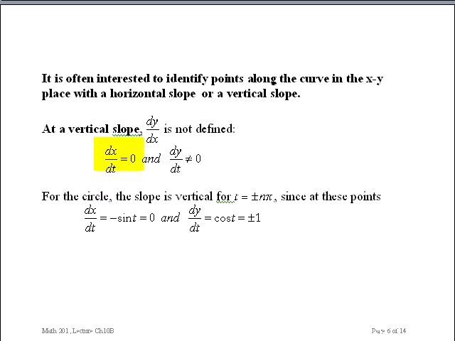So if we find the times at which dx by dt is equal to 0 and dy by dt is not equal to 0, we'll have found locations where the slope would be vertical. For the circle, the slope is vertical when t is some multiple of pi. At that point, dx by dt is 0, but dy by dt is 1. It is not 0.